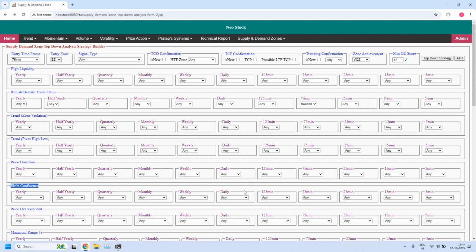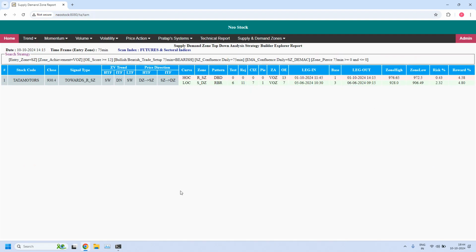Let's verify. At daily time frame, daily supply zone with daily EMA confluence. So Tata Motors is a high probability setup.